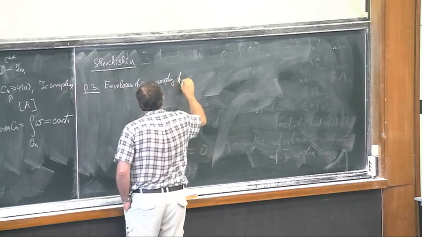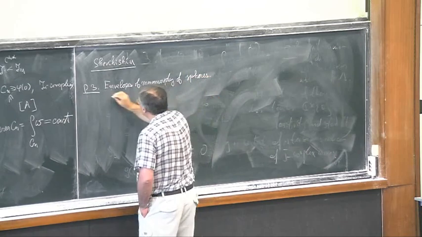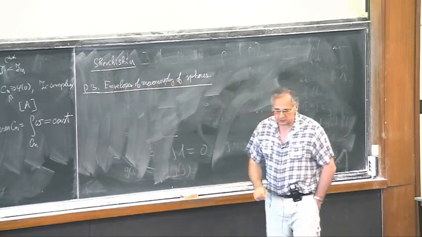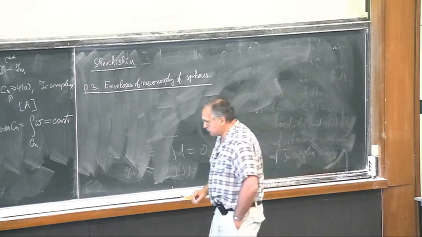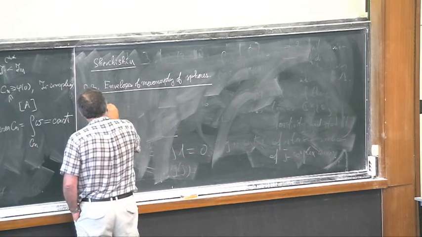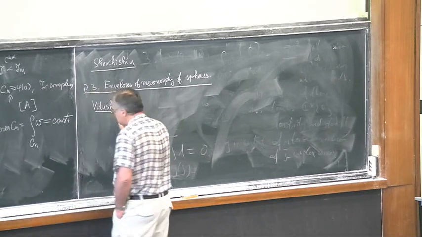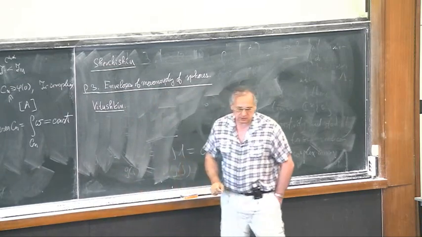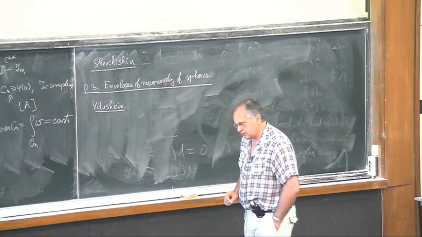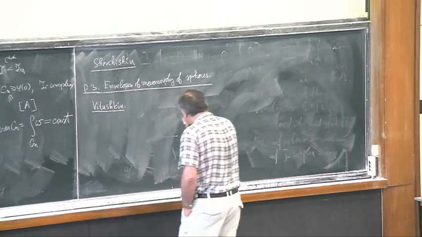Of spheres. So the original question was posed to us by Vitushkin long ago, and the question is connected with the Jacobian conjecture, but I don't have time to explain how this is related to the Jacobian conjecture. And the question is this.